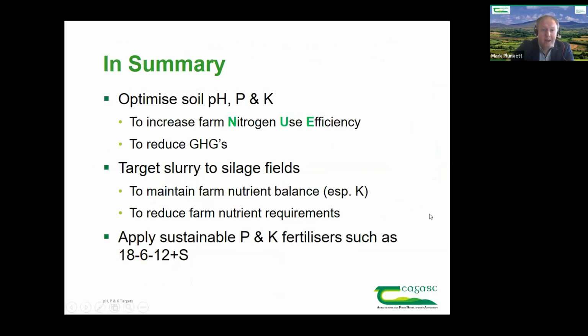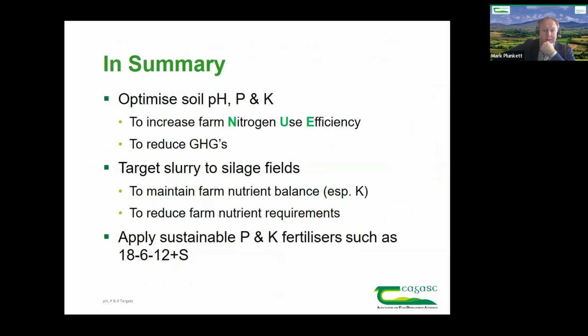So in summary, folks, look, optimize soil P, K, and lime. Again, the big driver is to increase nutrient use efficiency. It'll also reduce our GHG emissions. And look, I'd strongly advocate here this morning that the slurry should go back onto our silage fields, especially to maintain the K.